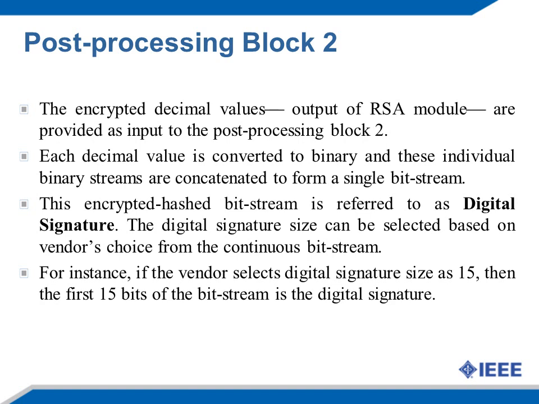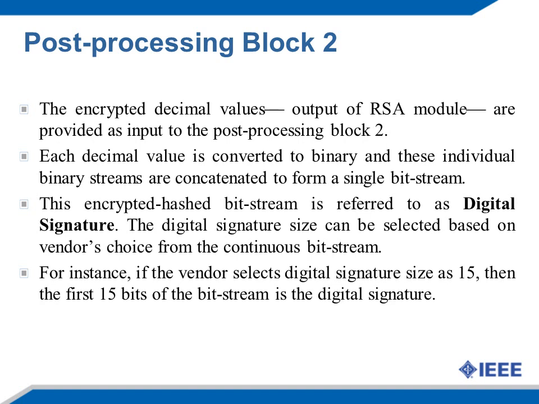The outputs of this RSA module are now fed as input to post-processing block 2, which is responsible for converting them into binary. Each of these binary bitstreams is then concatenated to form a single long binary bitstream. This encrypted hashed bitstream is called a digital signature.